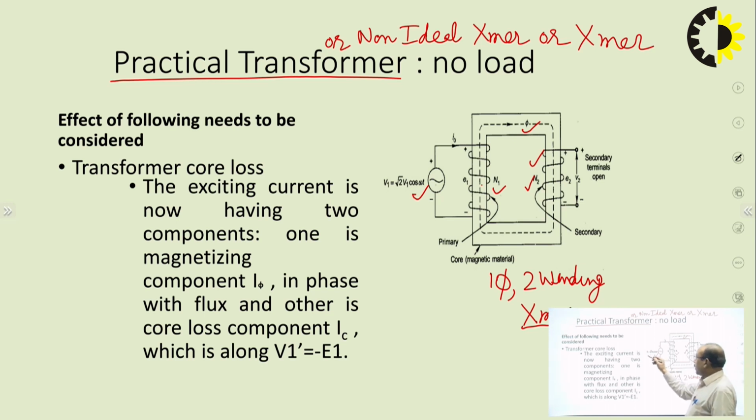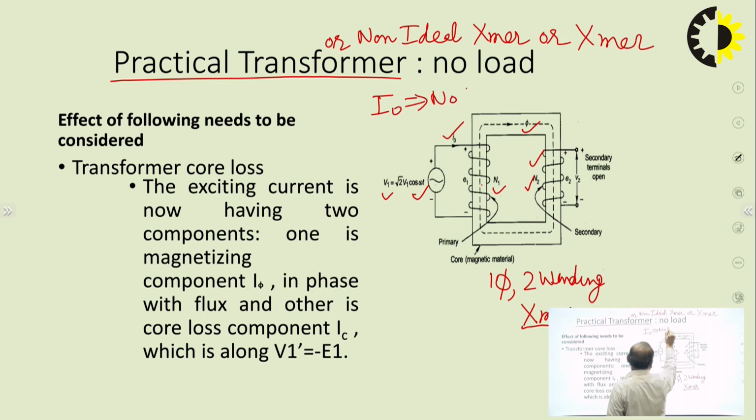This is input voltage V1 to the primary side. This is I0, no load primary current. I0 is no load primary current. Since secondary is not having any load connected there, that's why no current at secondary. That time the primary current is no load primary current, which is represented by I0.